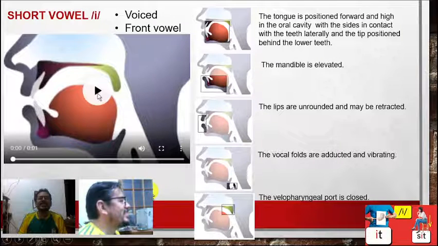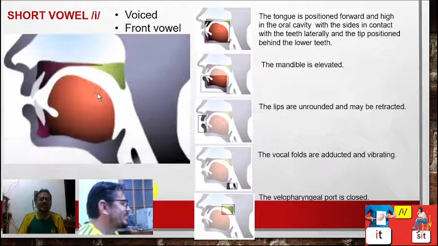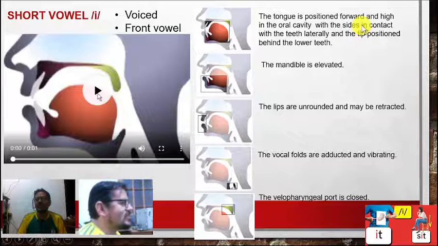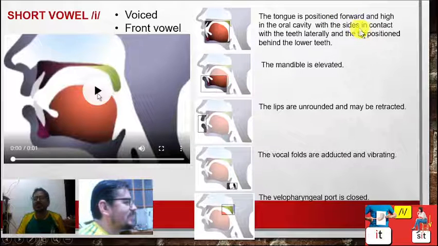E, E. The tongue is positioned forward and high in the oral cavity, with the sides in contact with the teeth laterally, and the tip positioned behind the lower teeth.